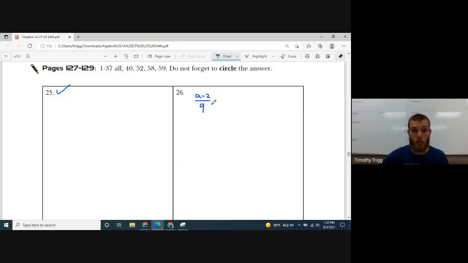Number 26 says a minus 2 over 9 equals 2 over 3. Same idea. We want to cross multiply. So we can do 3 times a minus 2, and then 9 times 2, which is 18. We've done one similar to this already, but I'm going to go over a few of these with you. Go ahead and distribute this 3. The 3 gets multiplied by every term in the parentheses. So that's going to be 3a minus 6.